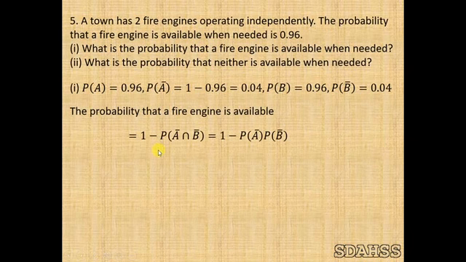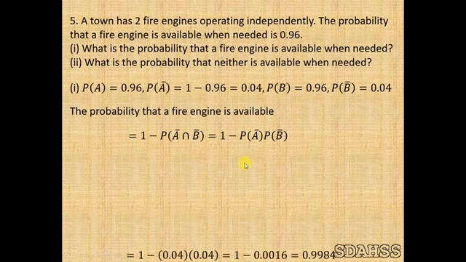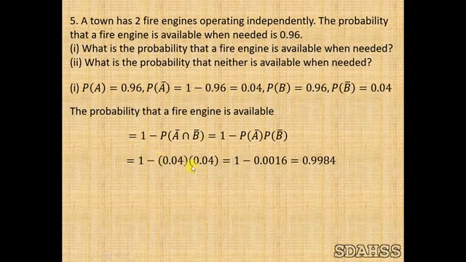available is equal to 1 minus P of A bar intersection B bar, which is equal to 1 minus P of A bar into P of B bar. P of A bar intersection B bar is P of A bar into P of B bar. Substitute the value. So you have 1 minus 0.04 into 0.04, which is equal to 1 minus 0.0016. If you subtract, you will get 0.9984.